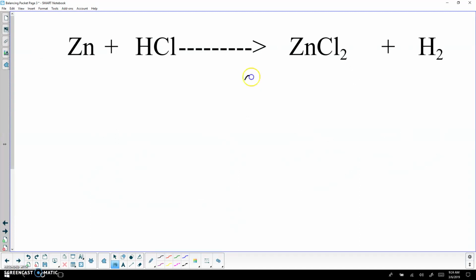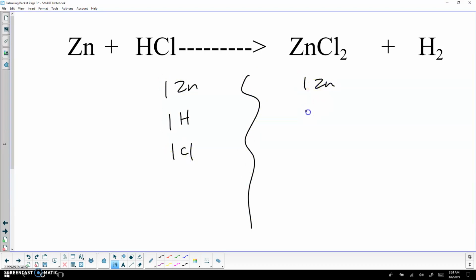For 33, okay, we've got 1 zinc, 1 hydrogen, 1 chlorine. On this side, we have 1 zinc. Hydrogen, it looks like we have 2. Chlorine, it looks like we have 2. All you have to do is place a 2 there. Hydrogen and chlorine both become 2. 1, 2, 1, 1 are the coefficients.